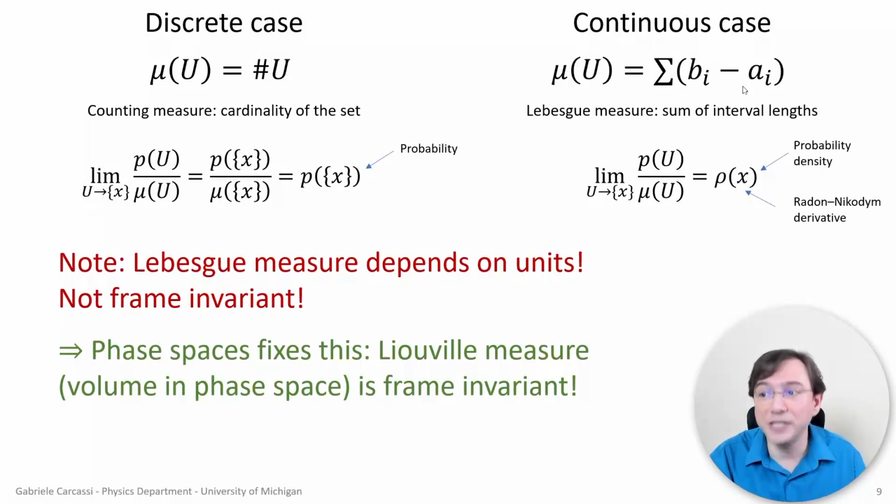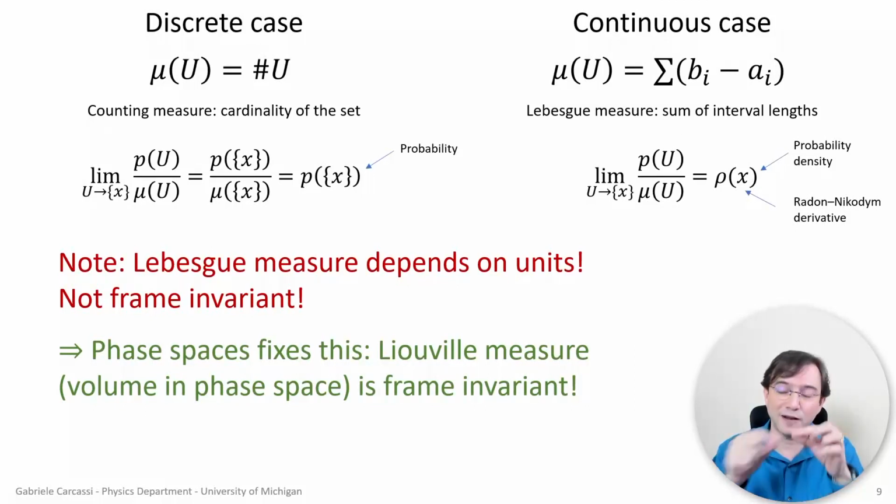Now, if you are in a continuous case, then we are going to use a Lebesgue measure, which is basically the sum of the intervals. If you imagine that you have a real line, the set U, you can imagine a set of disjoint intervals. You just sum the length of all the intervals. That corresponds to the Lebesgue measure. And again, you're going to be able to take this limit of the probability over that Lebesgue measure.